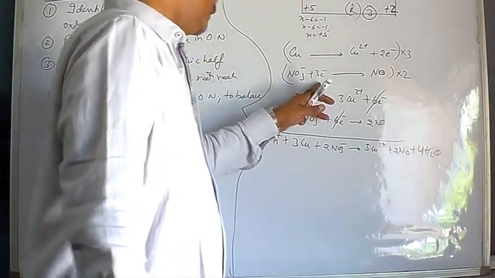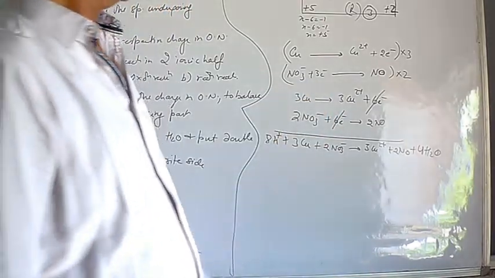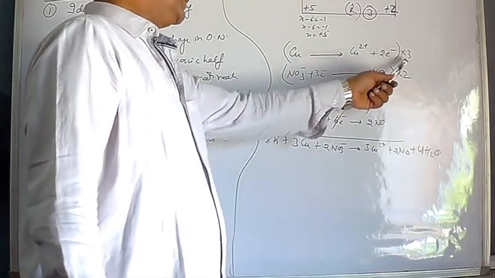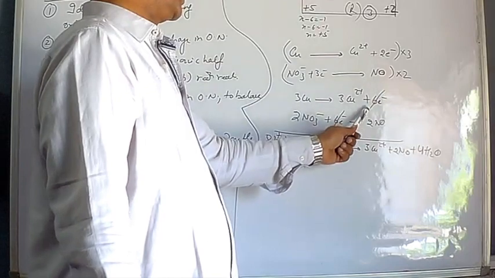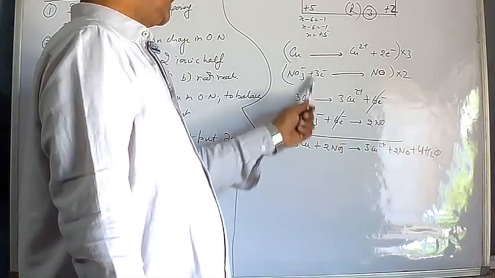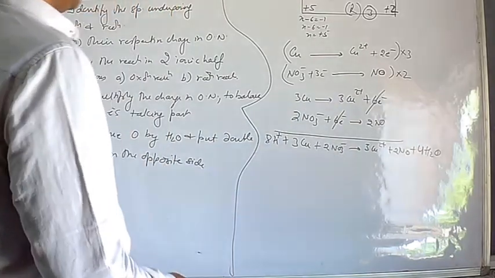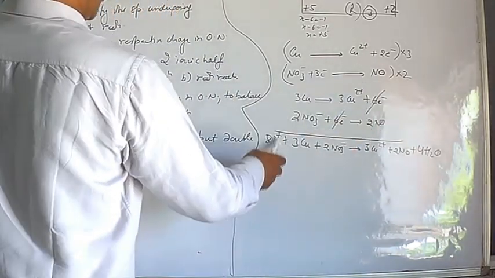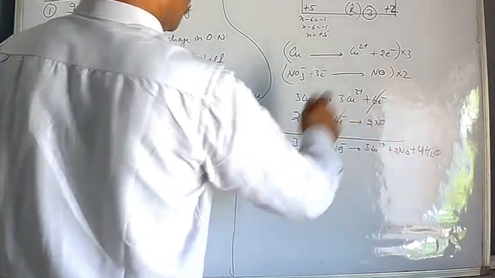If it would have been 2 here, then there was no need of cross multiplying, because 2 electrons would balance. But in this case, it is 3 electrons, so we have to multiply. Cross multiply. So if I cross multiply, we get 3 Cu giving 3 Cu2+ plus 6 electrons, 2 nitrate plus 6 electrons giving me 2 NO. Now add both the reactions. Once both the reactions are added, 6 electrons cancel. So 3 copper, 2 nitrate, giving me 3 Cu2+ plus 2 NO.